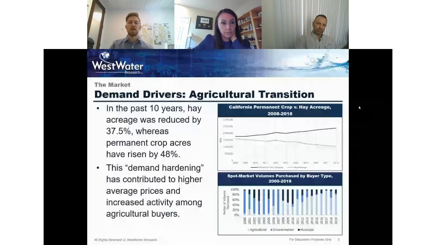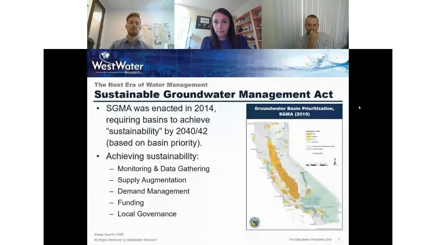Another major demand driver is agricultural transition. One thing that we've seen is that as annual crops have been replaced with permanent crop acreage, there's been continual demand hardening in the agricultural sector, and so spot market buyers are increasingly agricultural participants.